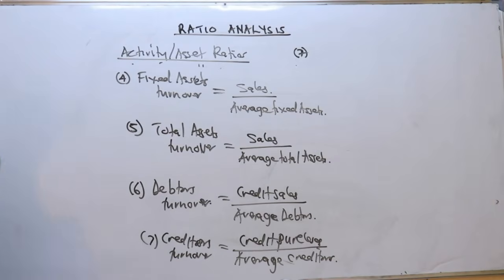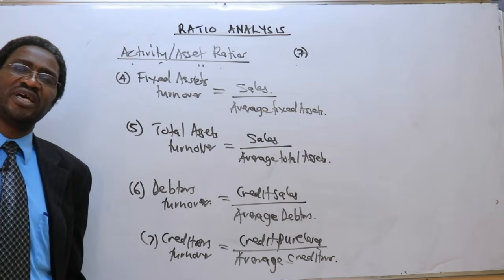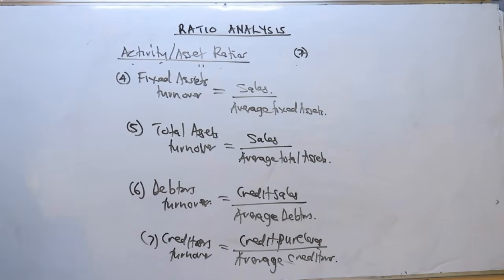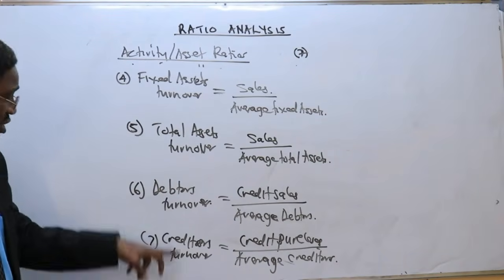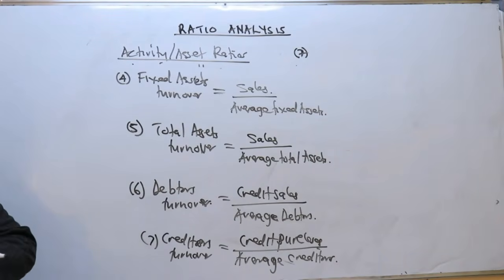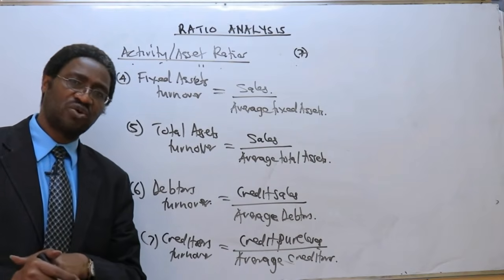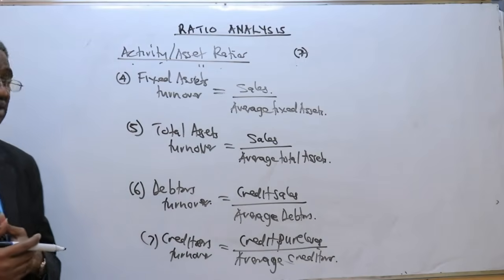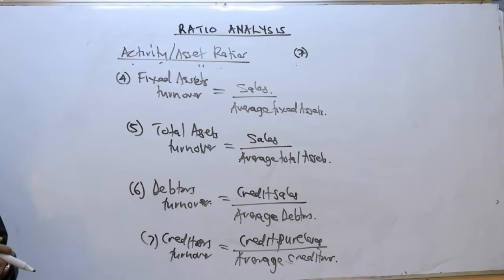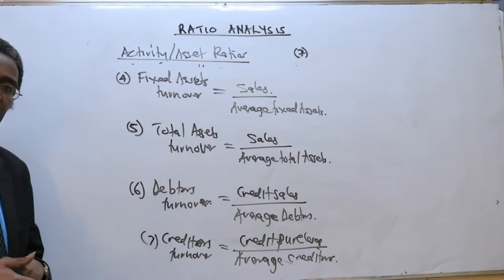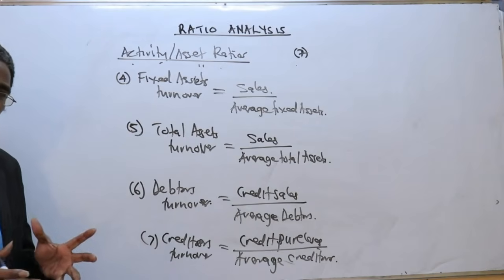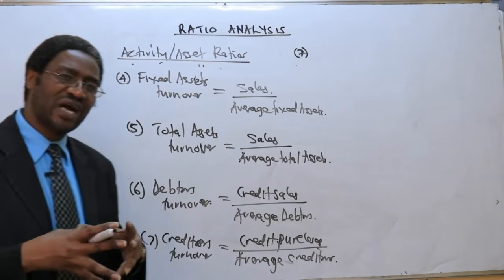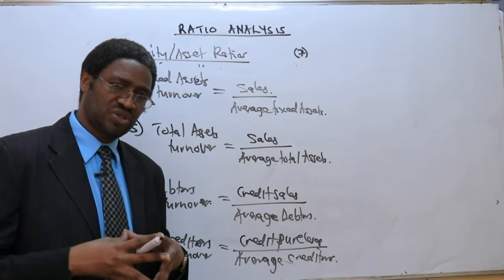That's how we shall be determining the creditors turnover. Now we go to the next item. And I think I'm through with all the activity ratios.